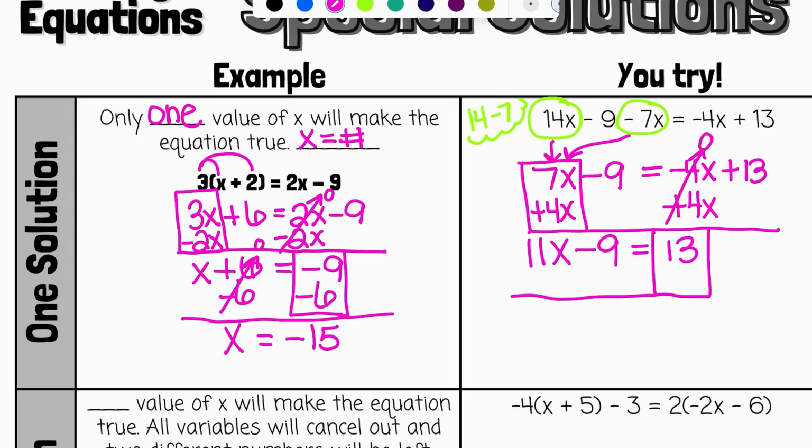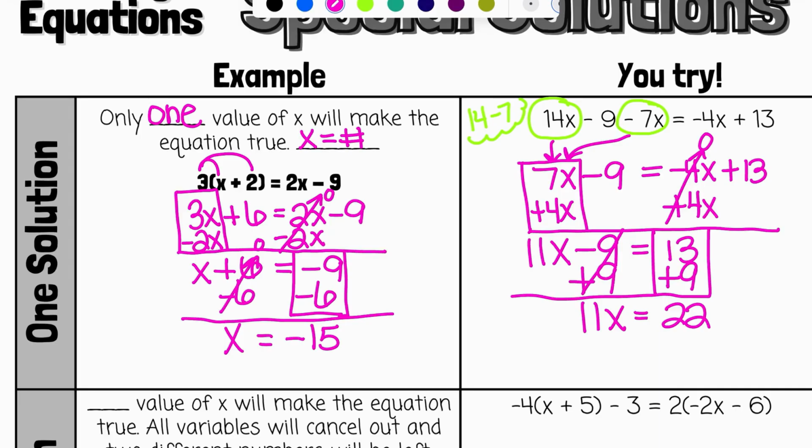Okay, I box a plain number, so I move a plain number. So I'm going to move that minus 9, and to make a zero pair, I'll need to add 9. Okay, so that cancels out. So I have 11x equals 22.